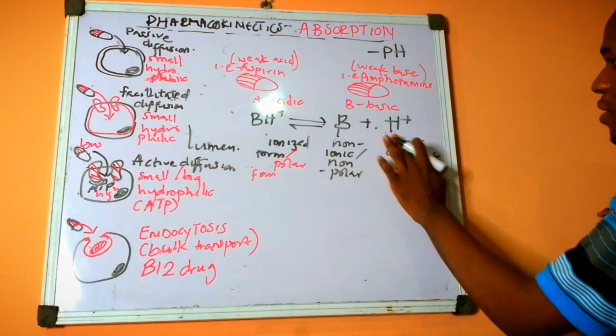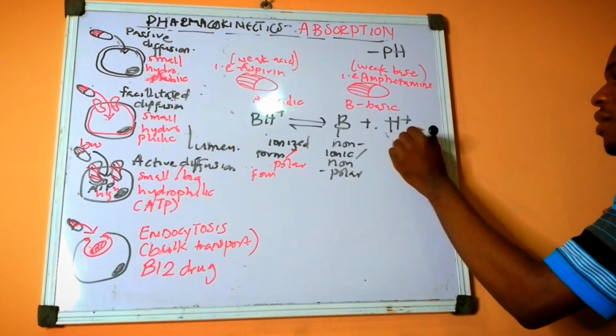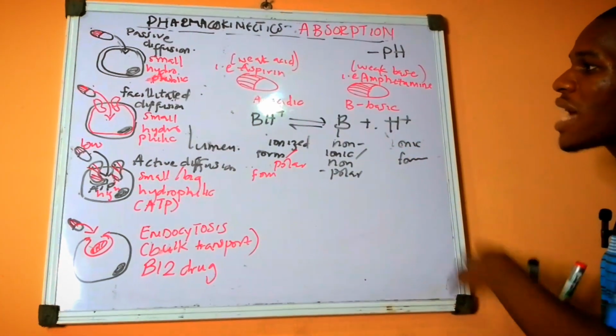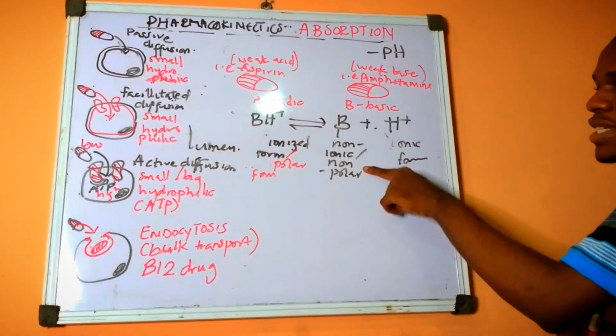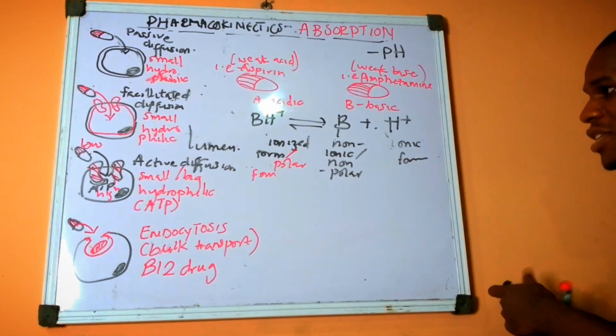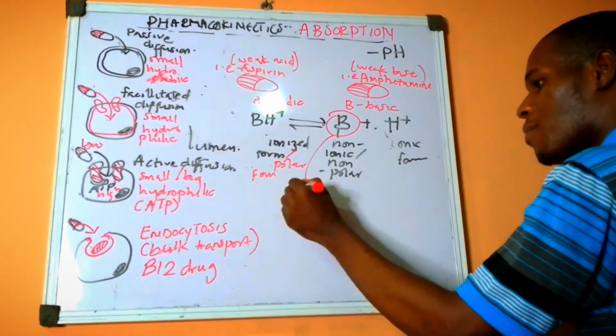I don't think this is the ionic conjugate base. This should be the acid or so. But anyhow, ionic form also. Now, of course, the same thing applies to our weak acid. It is only drug that is non-polar, non-ionic, or unionized that will be readily absorbed. So we need more of this because this is readily absorbed.